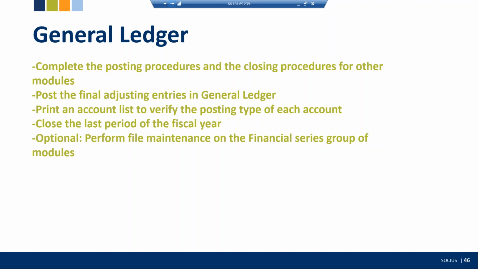You also, and this may be a unique one for you, want to print an account list to verify the posting type of each account. And I'm going to show you a smart list where you can do that. You want to close the last period of your fiscal year. And then optionally, you can perform file maintenance on the financial series. That ends up being a preference.